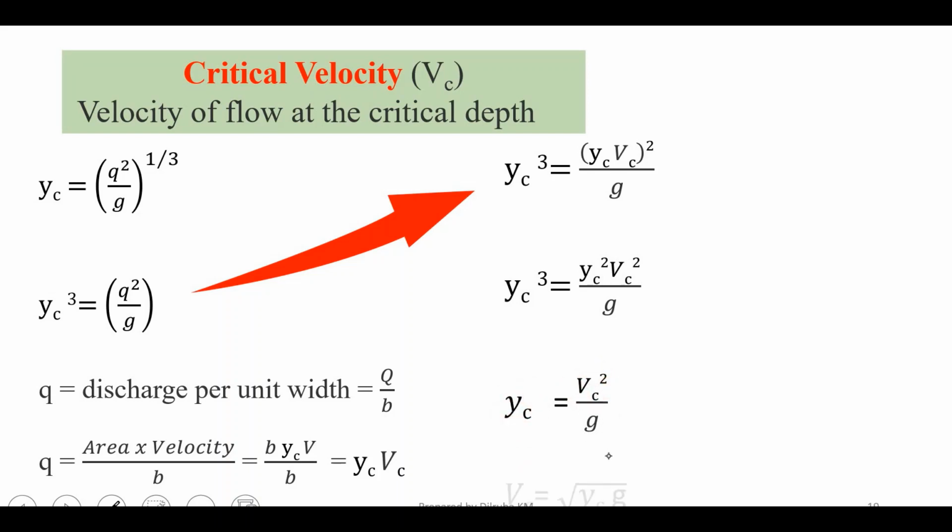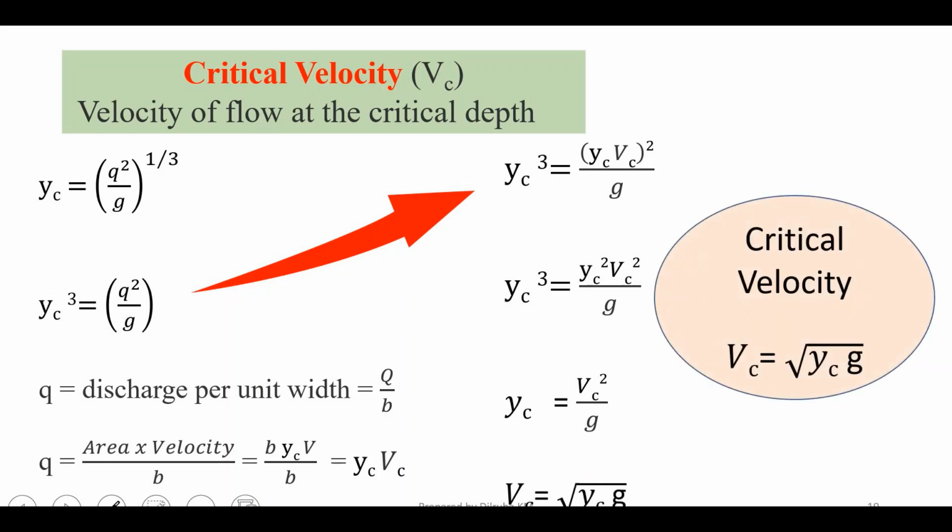So I can write Vc is equal to root of Yc into g. So the equation for critical velocity is Vc is equal to root of critical depth into acceleration due to gravity.